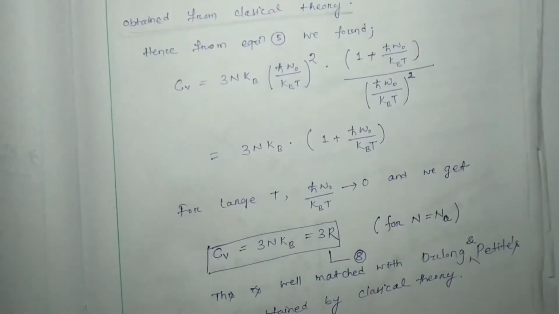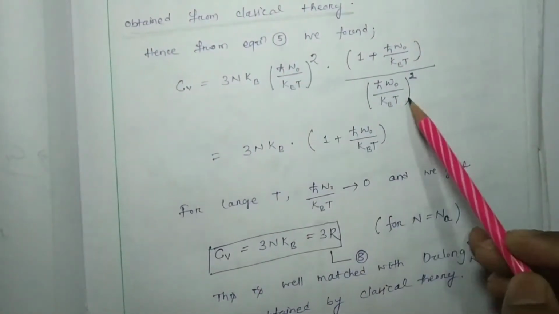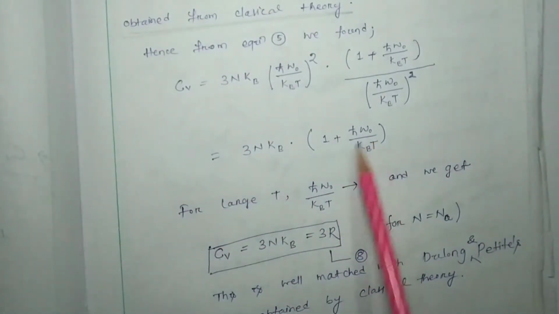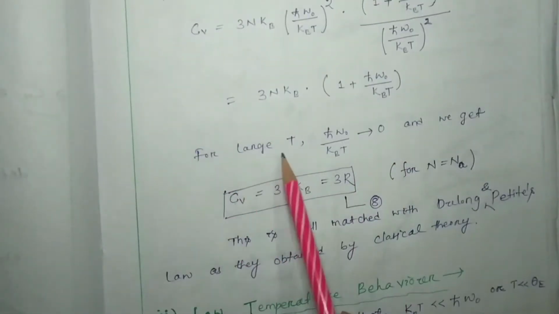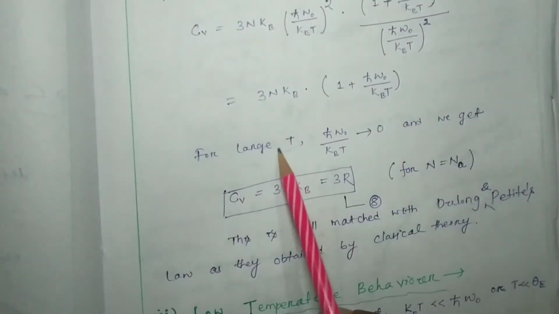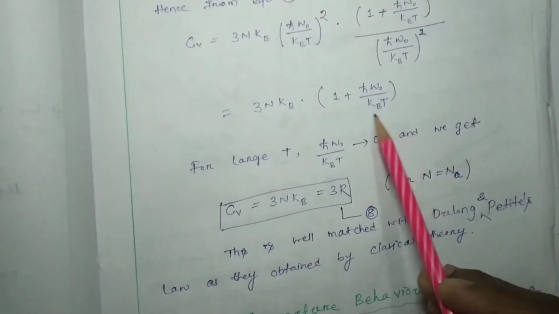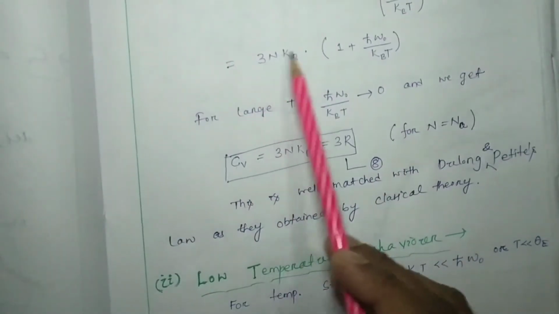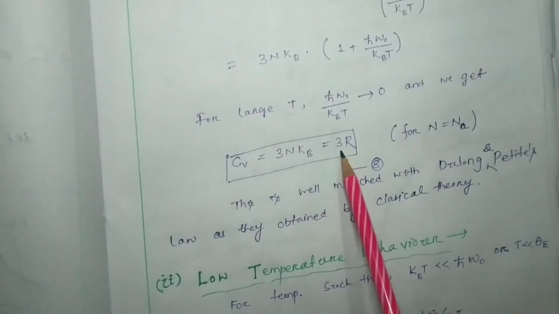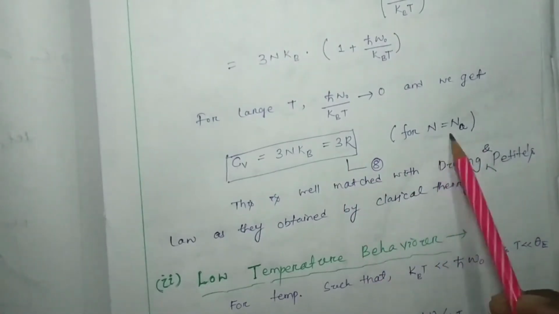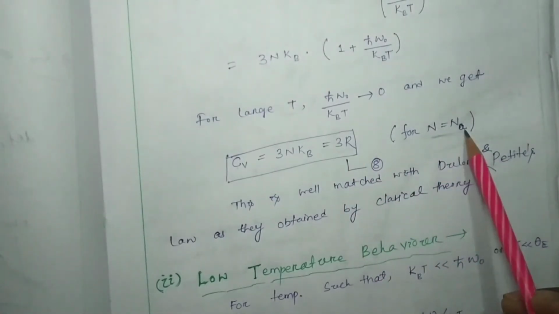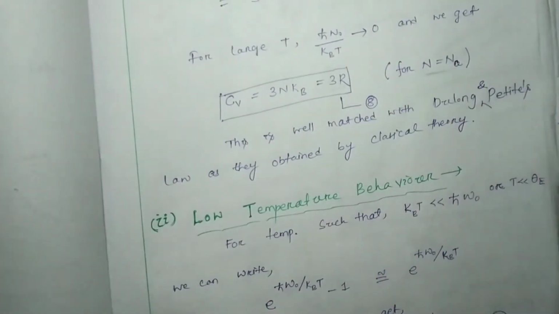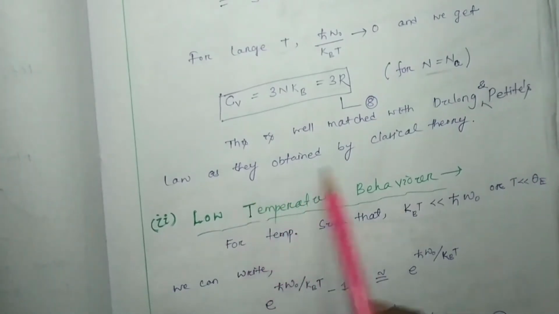So this term gets cancelled. It will be 3nkB into (1 plus h cross omega 0 by kBT). For a large value of T, the denominator will be large and this factor tends to 0, and we get Cv equal to 3nk. 3nk is nothing but 3R if we consider n equal to Avogadro's number. So this equation number 8 exactly matches the classical theory, the so-called Dulong-Petit law, given by considering classical theory.